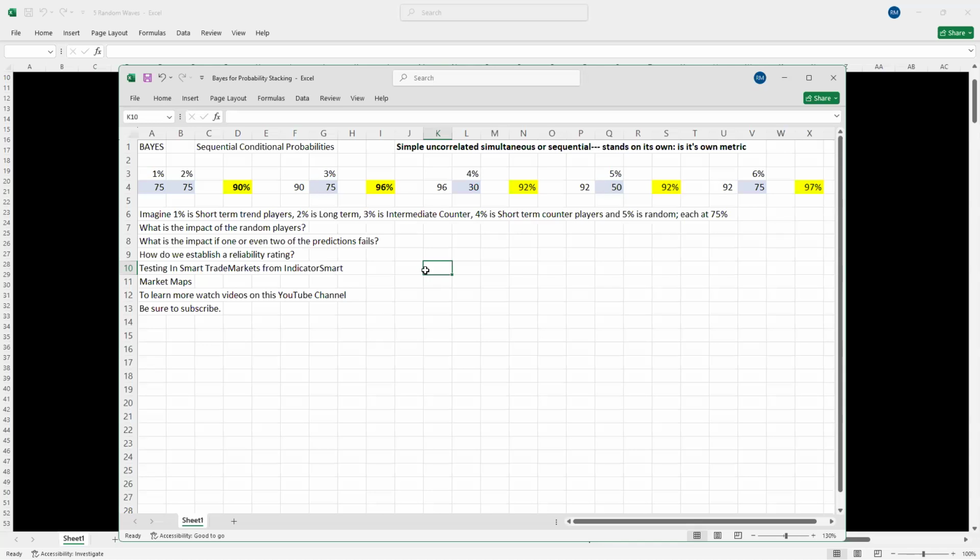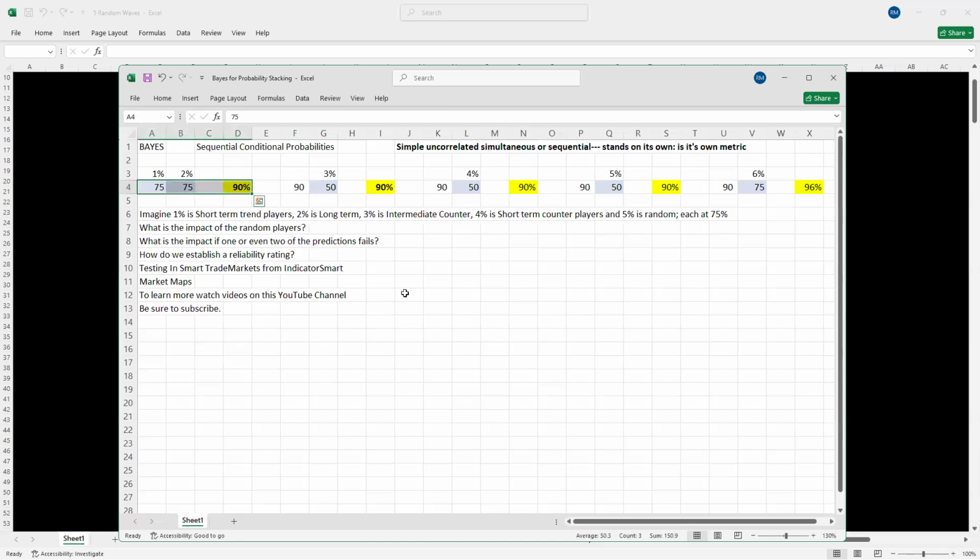So we've covered what is the impact of the random players. It doesn't change. And what is the impact if one or two of these predictions fail? You could knock it down pretty well. You're probably not going to be worse than random wrong with this kind of a scheme. So if that were the case, and you got these wrong at a random basis, you'd still be batting 90% if you got those first two right.